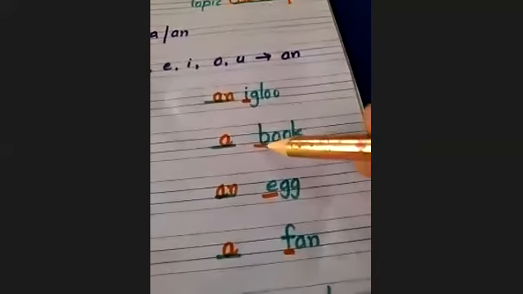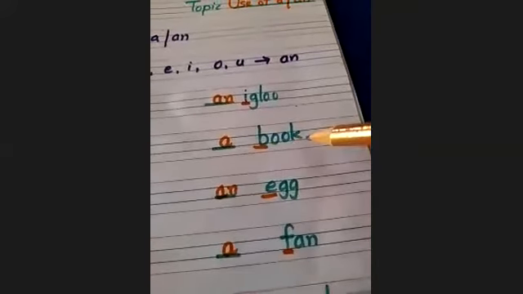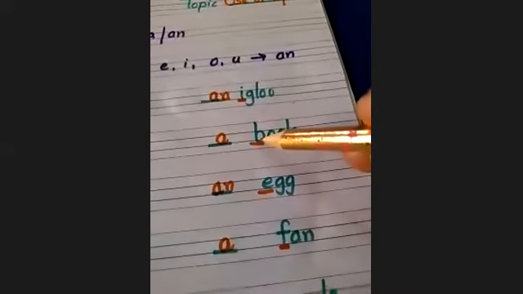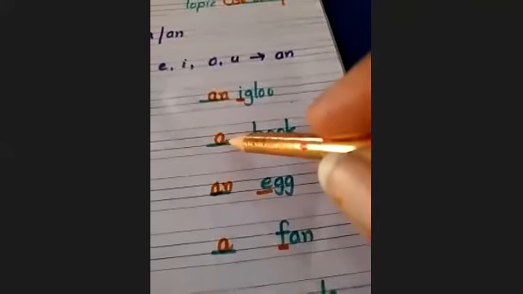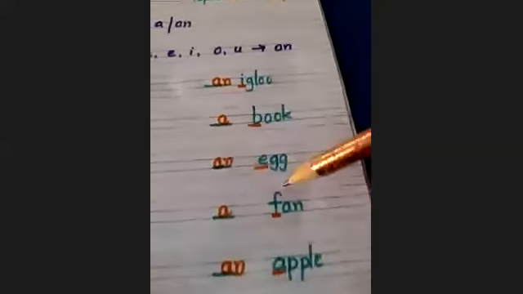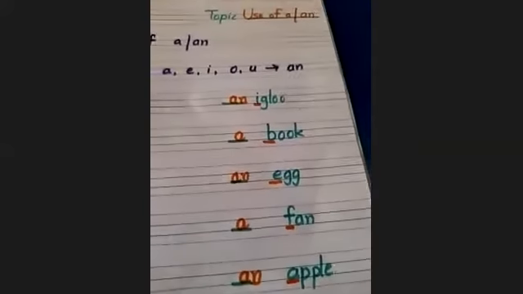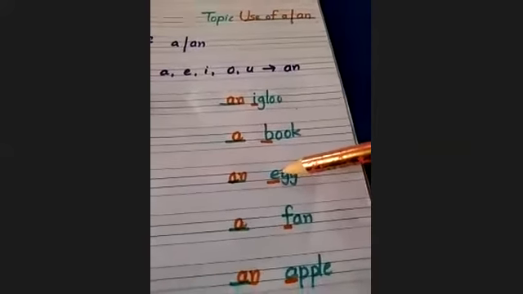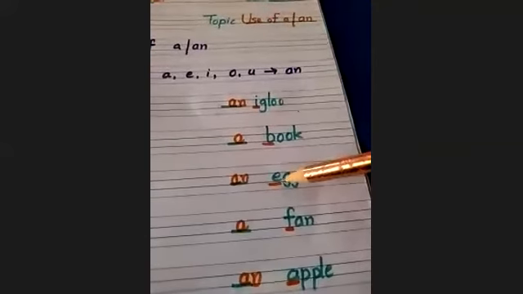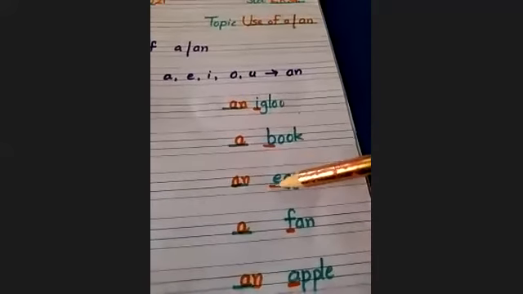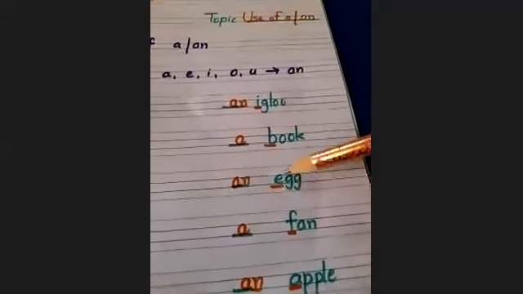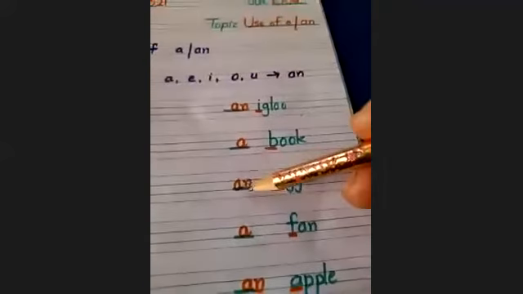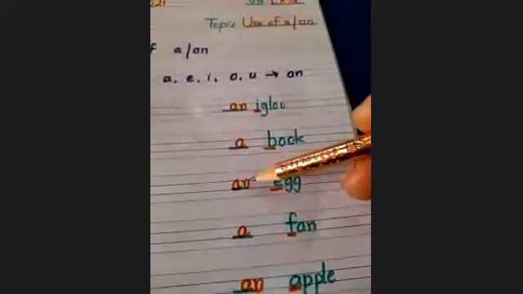Next is B-O-O-K, book. First letter is B. B is not a vowel. We will write A. Next, E-G-G, egg. First letter is E. E is a vowel, so we will write AN.